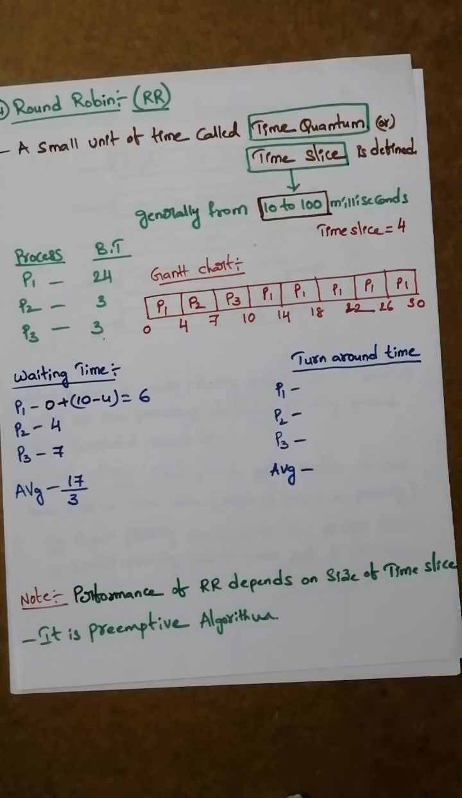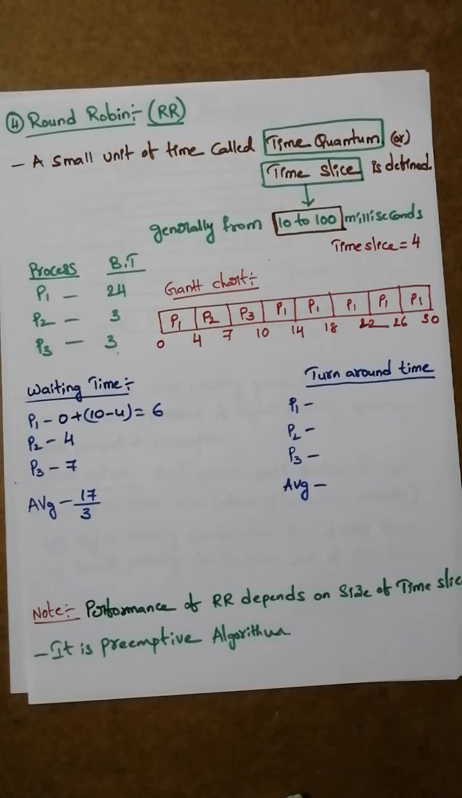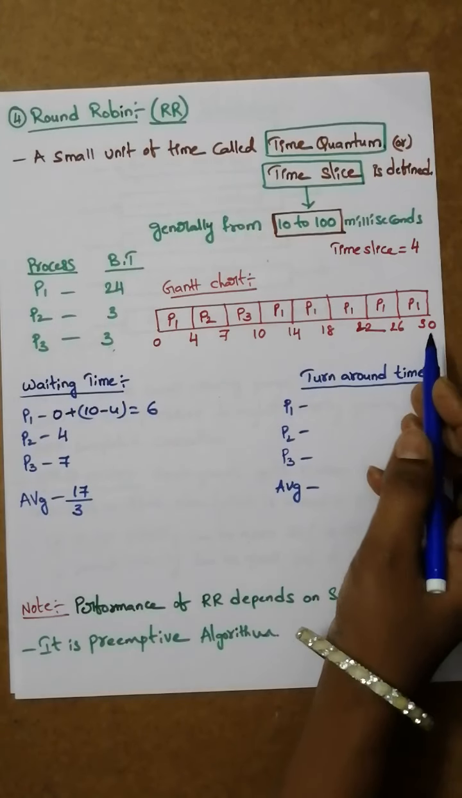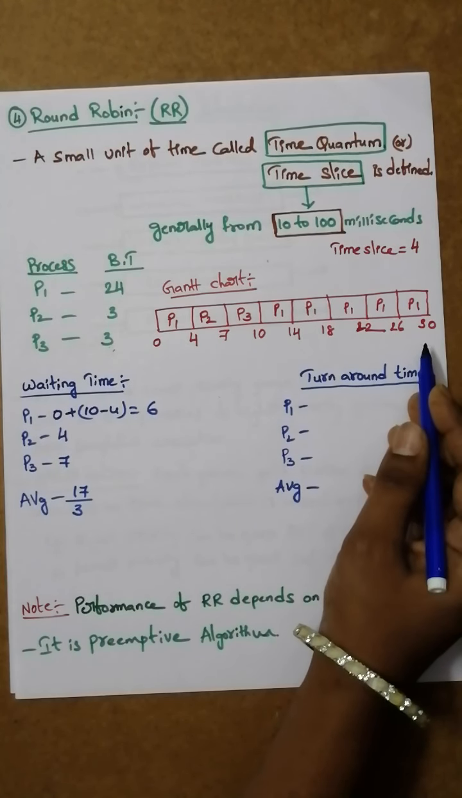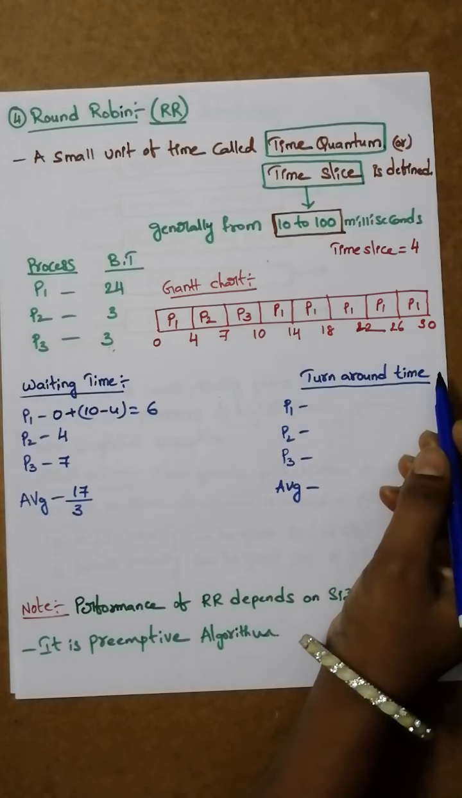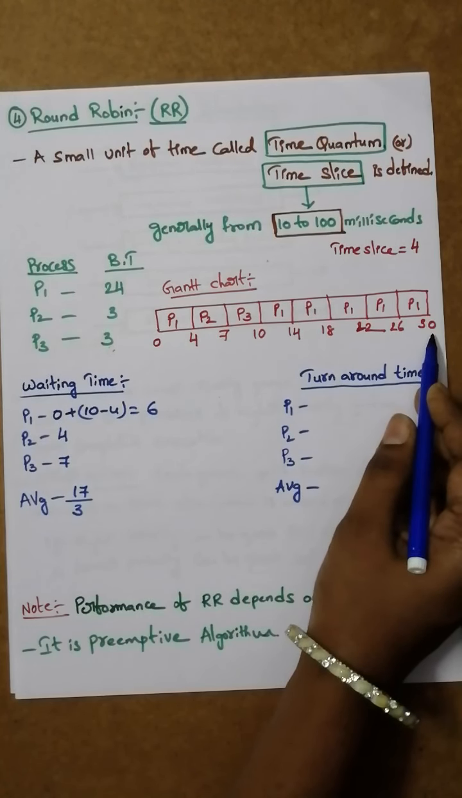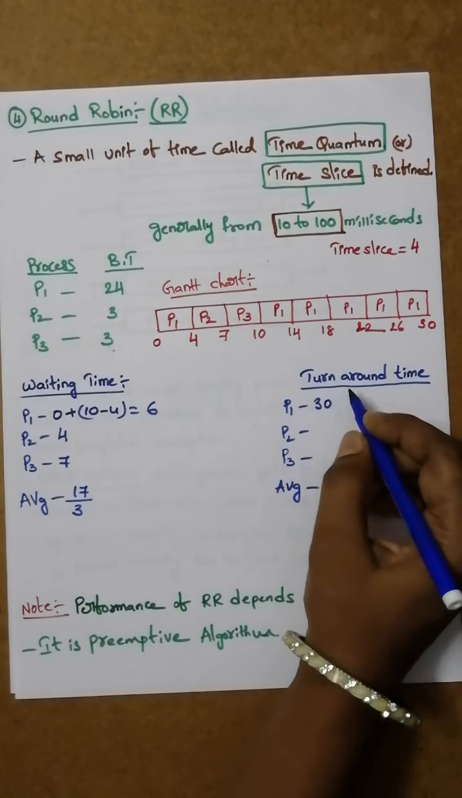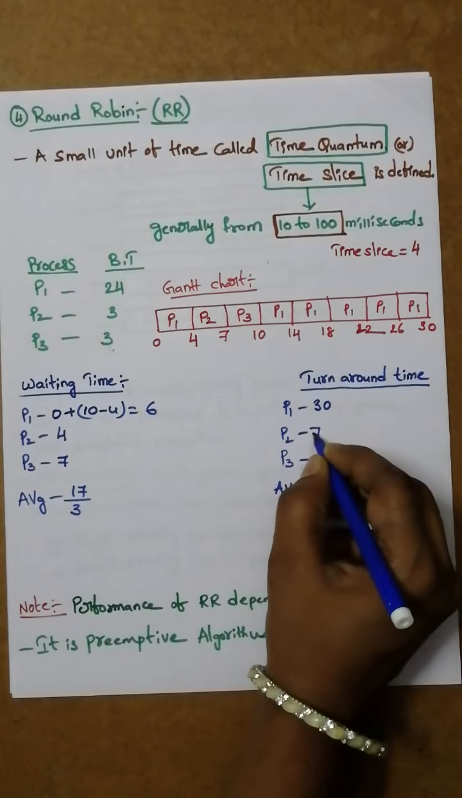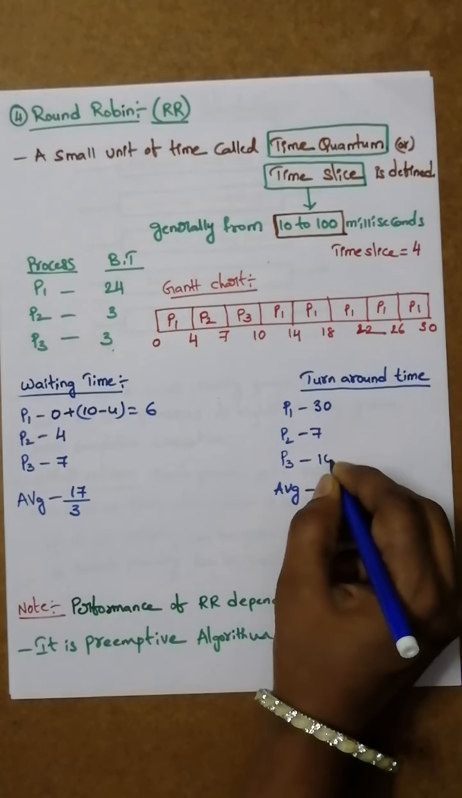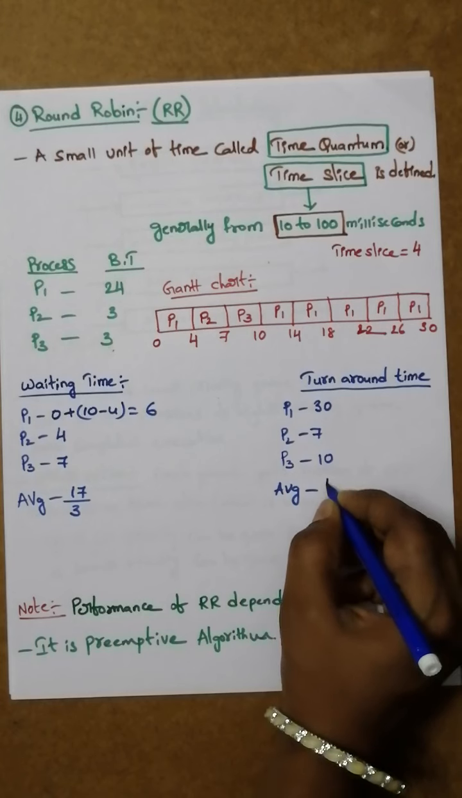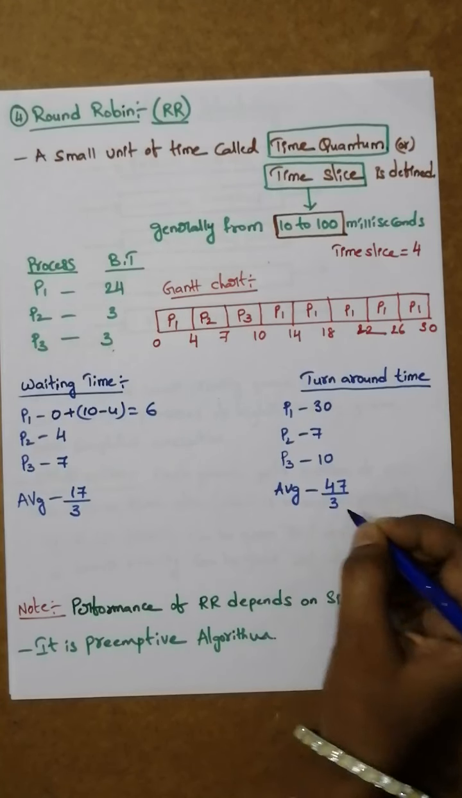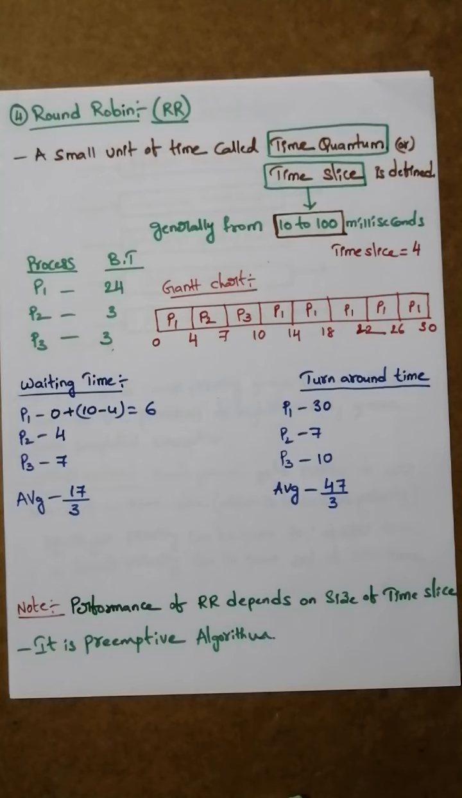Now next is turnaround time. Turnaround time is completion time minus arrival time. Arrival time, we took it as 0 for everything, we didn't mention the arrival time, so you have to assume that it is 0 for all the processes. Now we'll simply take its finishing time, the final time at which it finishes. So P1 completed at the 30th millisecond, so P1 is 30, P2 is 7, P3 is 10. So this is turnaround time. Now the average is 47 by 3. That's it. So this is round robin scheduling.